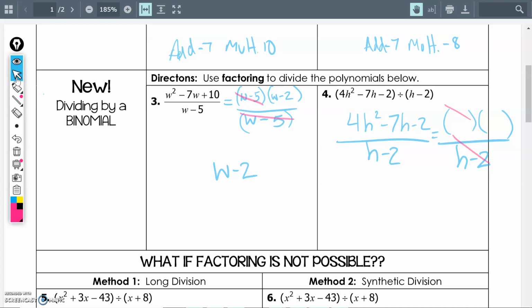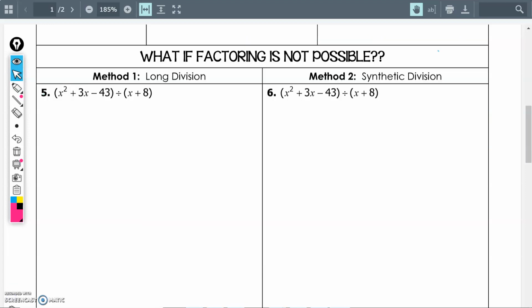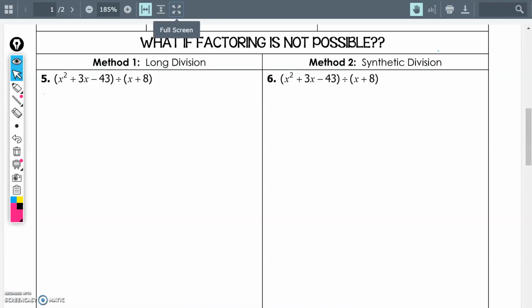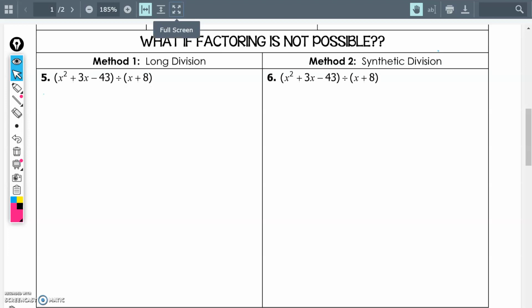Let's look for another method. When you cannot factor the top, there's two methods you can do: long division or synthetic division. Synthetic division is actually pretty easy. I don't mind it. Long division is a little tougher way.